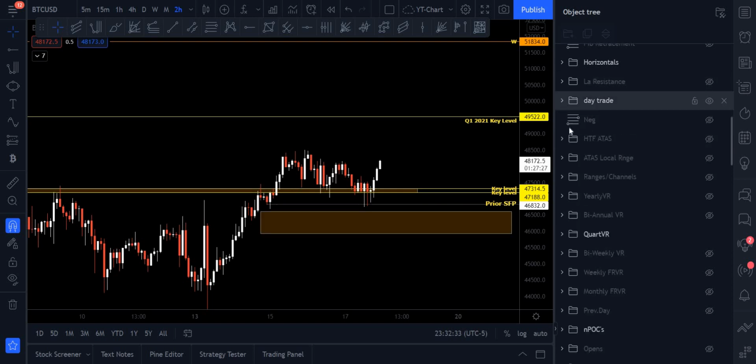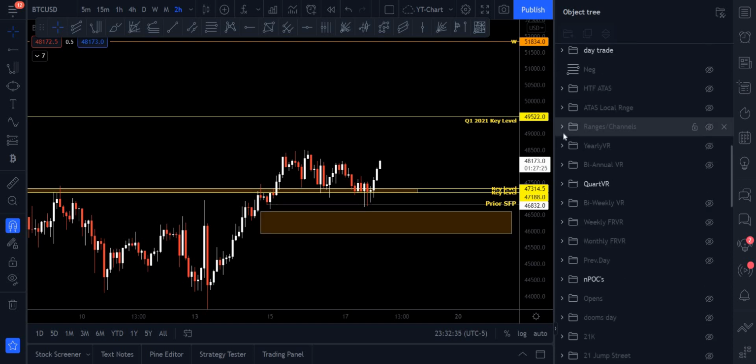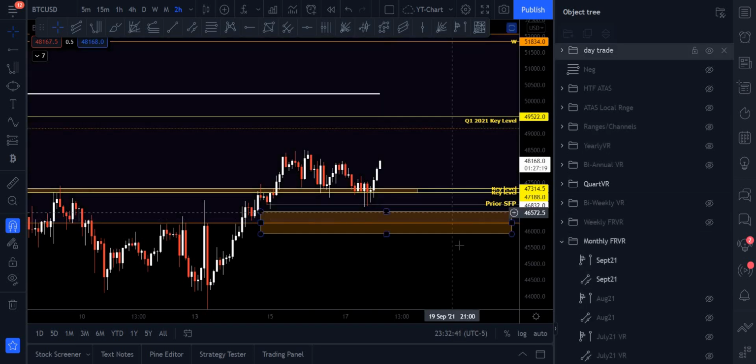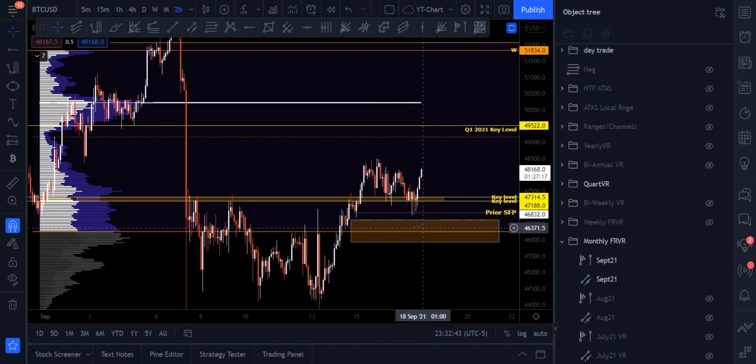The reason why was we had our monthly value area low there. We had a lot there actually. Point of control of the old structural range, monthly value area low, 382. There was just a lot here to say that you wanted to long lower.